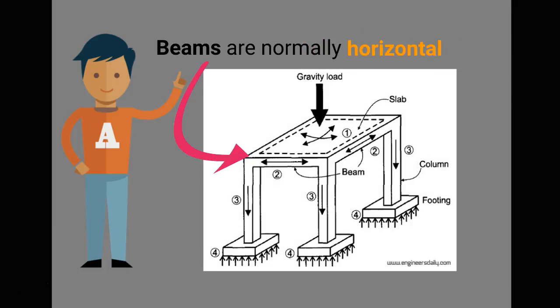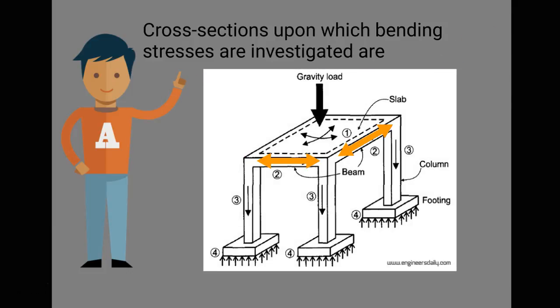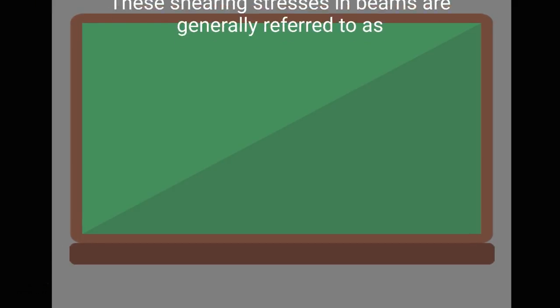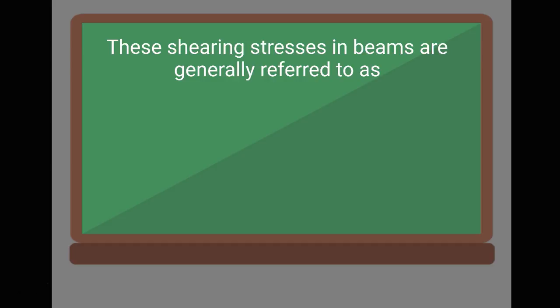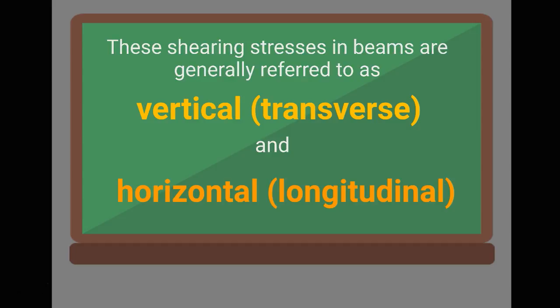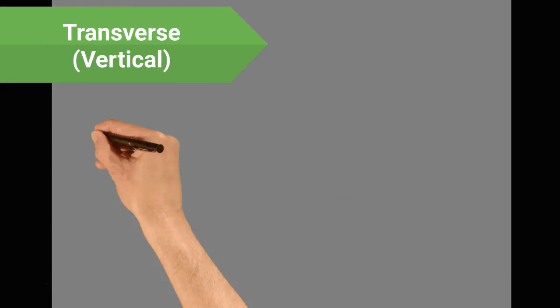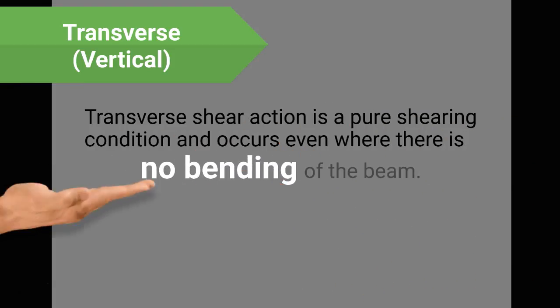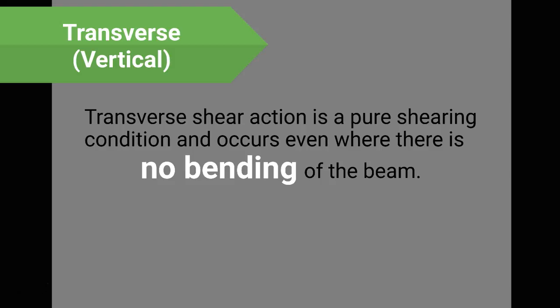Beams are normally horizontal. Cross-sections upon which bending stresses are investigated are vertical. These shearing stresses in beams are generally referred to as vertical or transverse and horizontal or longitudinal. Transverse shear action is a pure shearing condition and occurs even when there is no bending of the beam.